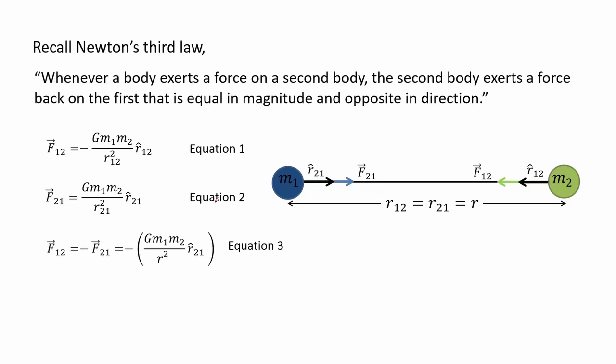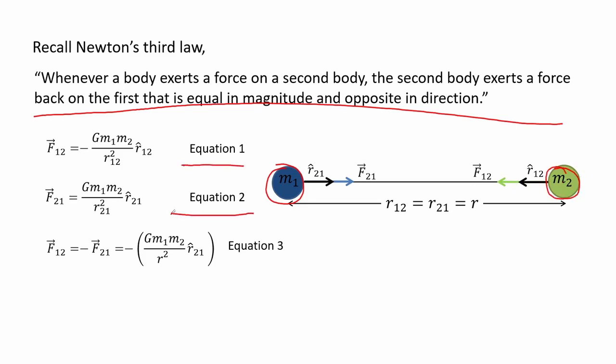Let us recall Newton's third law, which states that whenever a body exerts a force on a second body, the second body exerts a force back on the first that is equal in magnitude and opposite in direction. As mass 2 exerts a force on mass 1 given by equation 1, we can imagine that mass 1 also exerts a force onto mass 2 given by equation 2. So we see that by Newton's third law the forces are equal but opposite in direction, as shown in equation 3.